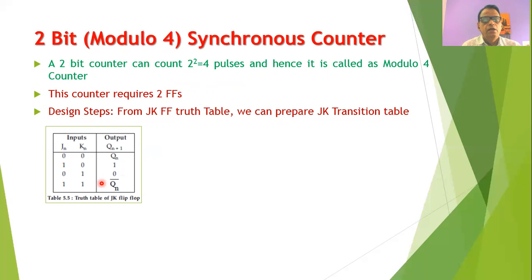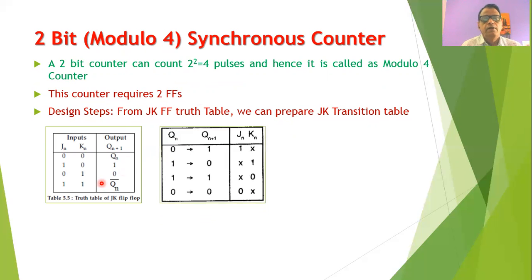Now, when you know this truth table, then you can prepare the transition table. Now suppose the initial state is 0 and you want to make a transition to 1.